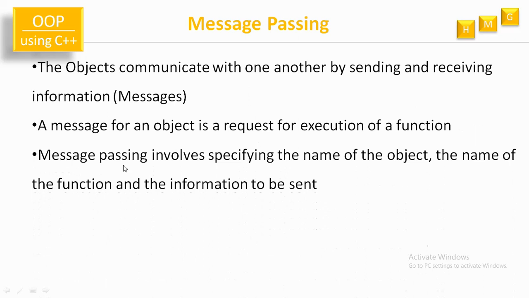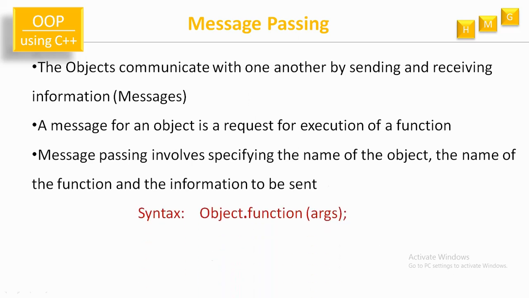The message passing involves specifying the name of the object, the name of the function, and the information to be sent. So whenever message passing happens, there are three parts in sequence. We require the object, that is, which object wants to communicate, then the name of the function, that is, with the help of which function the object wants to communicate, and what type of information will be sent along with the function to perform the operation. So these are the three things required for message passing.